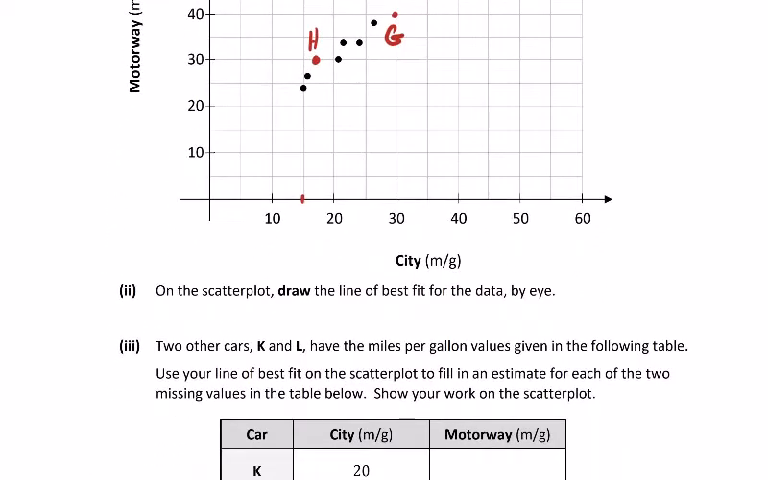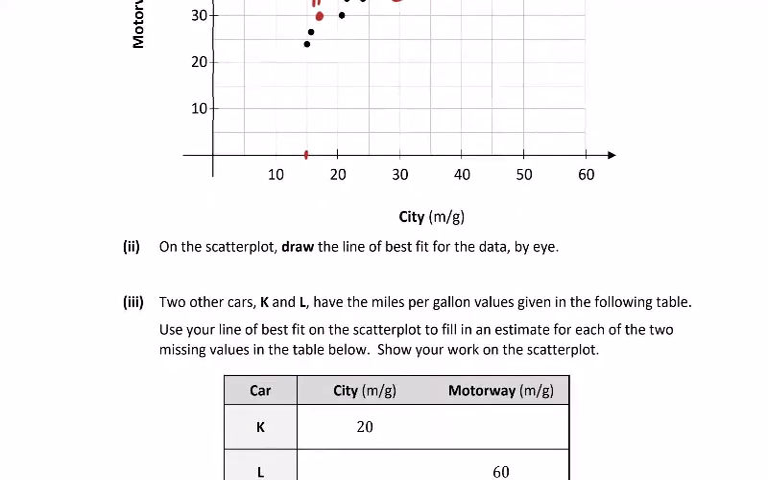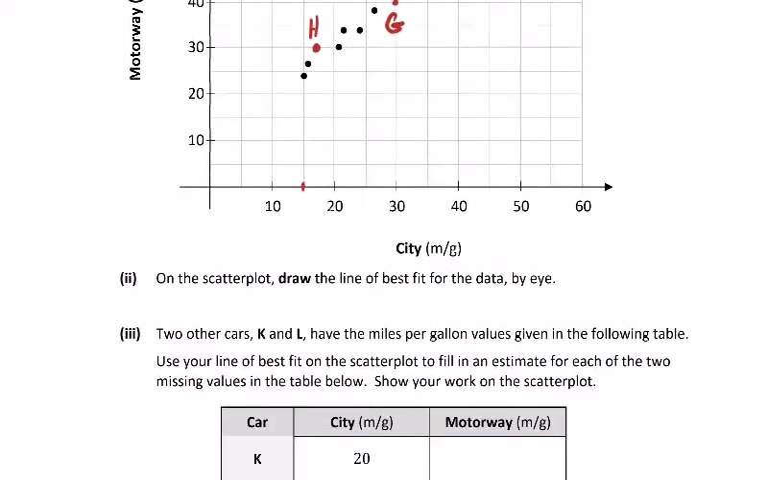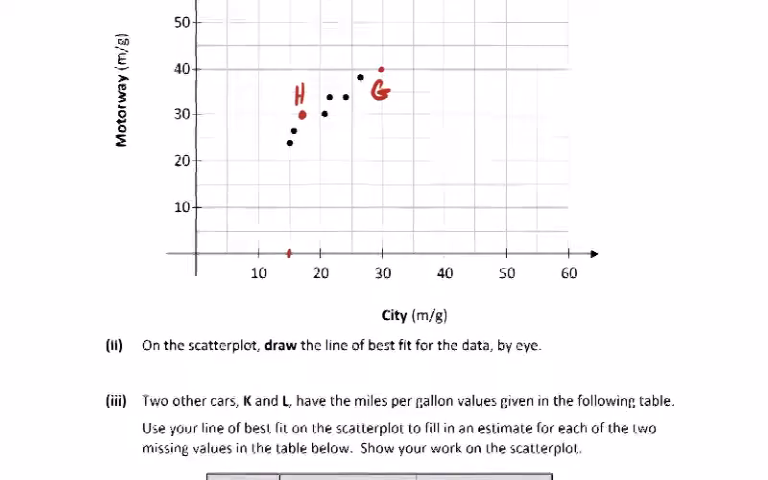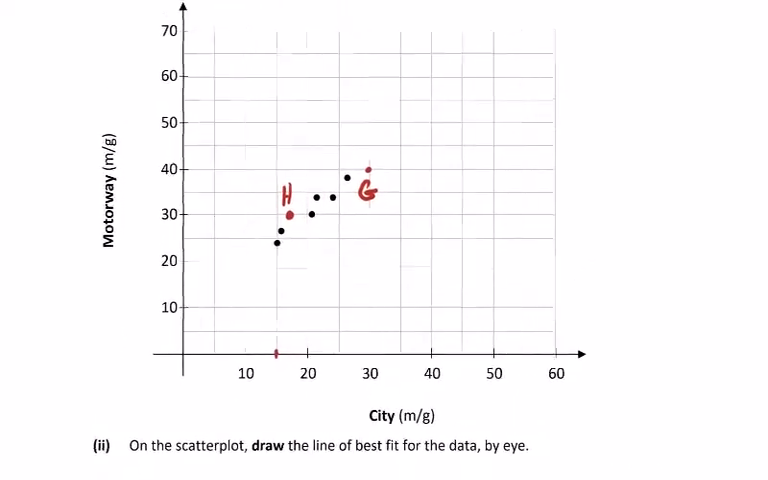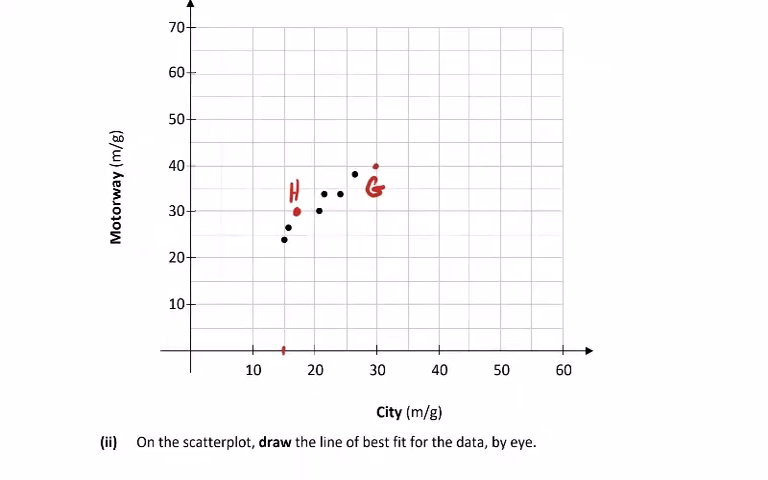Labeling points in the Leaving Cert. On the scatter plot, draw the line of best fit, even by eye. They don't mean draw it with your eye, they do mean use a ruler in some sort. Try and get half the data on each side and get a line through the middle of it.